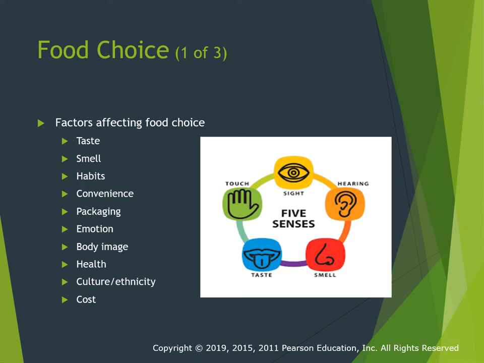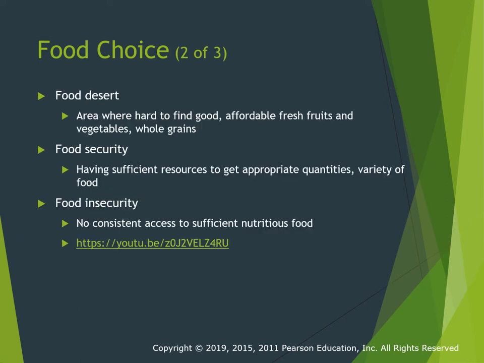Health. Some foods may meet specific health needs. If you're a diabetic or a cardiac patient or a renal patient, you've got kidney problems and you're on dialysis, you really have to watch what you eat with dialysis patients. Culture. Individuals may prefer foods from their country. So you may have a patient that's from a different country and they don't like the food that's being served. So we have to work with dietary to get them the things that they need.